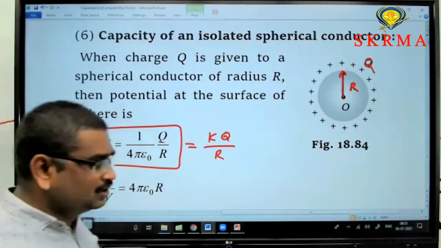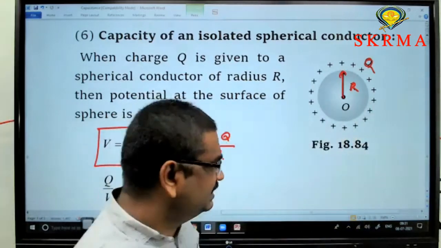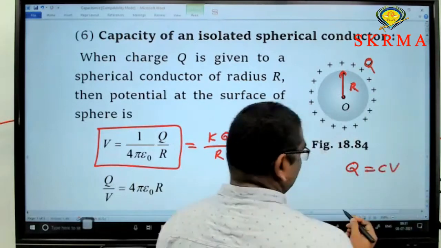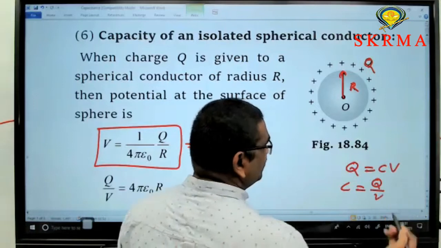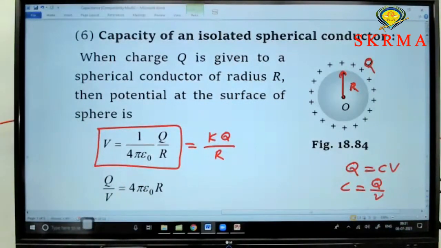Now, to solve for capacitance, what is the basic equation with us? That is Q equal to C into V. From this equation, C can be written as Q by V. So the capacitance formula is Q by V. Now substitute these values there, then you will get the answer.